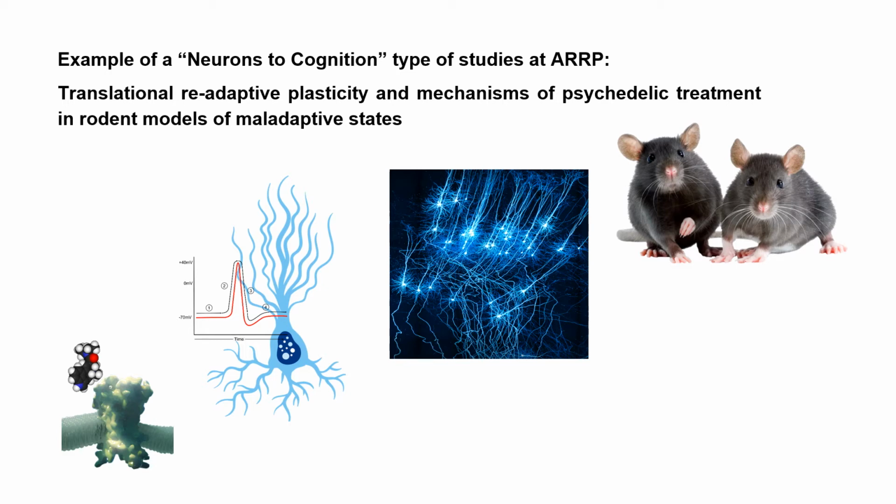group that's called the Conscious Evolution Research Group. As you can see, the title of this project has several important aspects to it. The title is Translational Readaptive Plasticity and Mechanisms of Psychedelic Treatment in Rodent Models of Maladaptive States. And there are several important aspects here. The first one is translational.